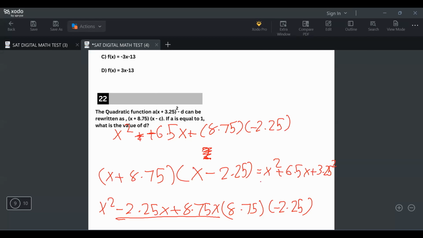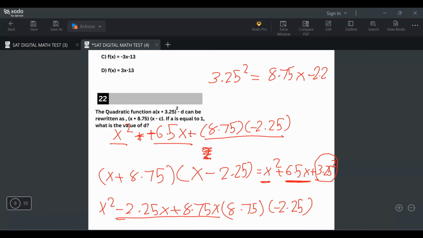So x to the power of 2 corresponds to x to the power of 2, and 6.5x corresponds to 6.5x. And we will be left with this value here, which is 3.25 to the power of 2, and that will equal 8.75 multiplied by negative 2.25.